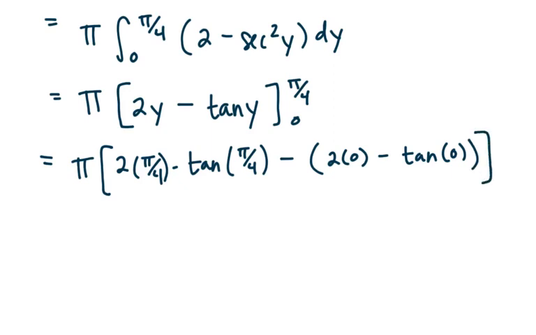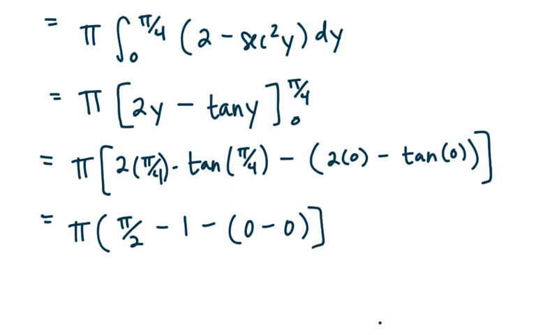And these values here, these are going to simplify. 2 times pi over 4 is pi over 2. Tangent of pi over 4, or 45 degrees, is positive 1. And then we've got minus 0 minus 0. 2 times 0 is 0, and tangent of 0 is 0. So we don't need that there at all. And distributing, we end up with pi squared over 2 minus pi.